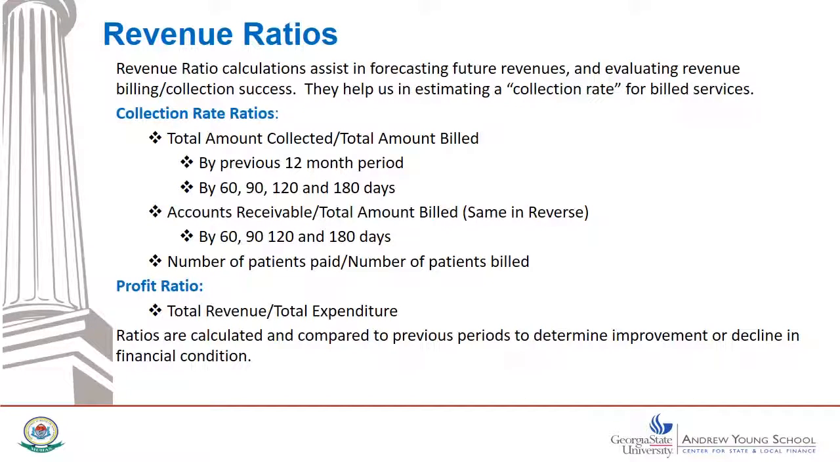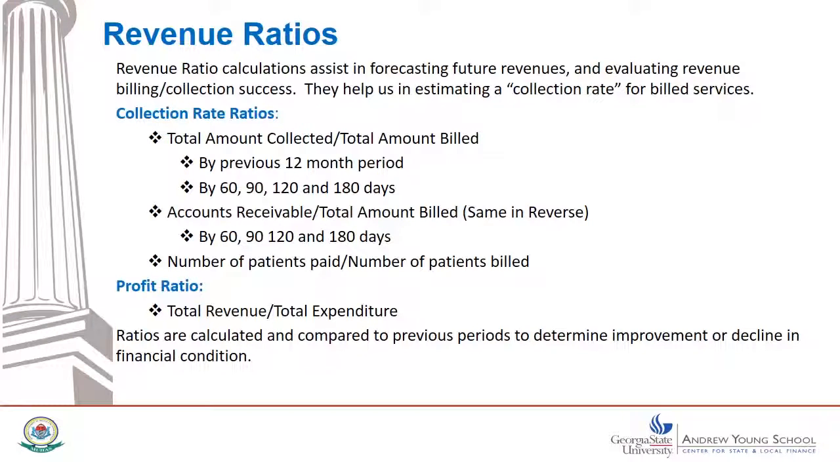The second ratio is accounts receivable divided by the total amount billed. This is simply the reverse of the first ratio, showing how much still needs to be collected as a percent of the total billed. The third ratio is the number of patients who've paid divided by the total number of patients who are billed. This provides the information from a different point of view, letting the lab see whether the inability to pay is a widespread problem or just with a small portion of clients.